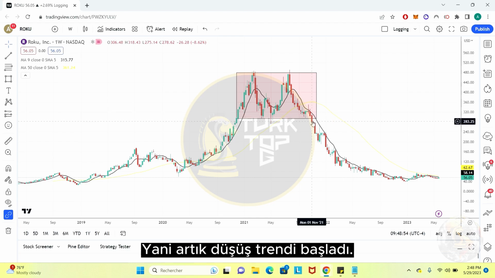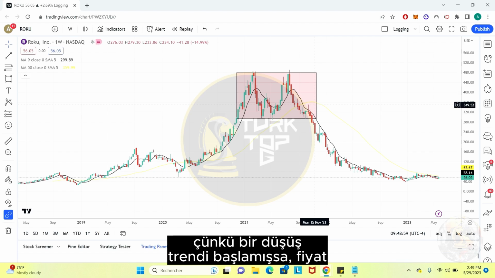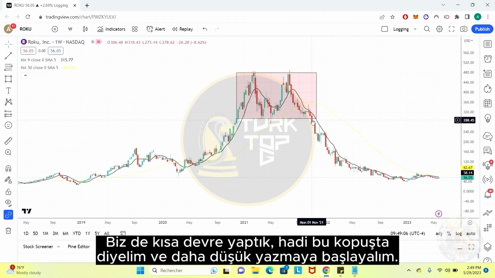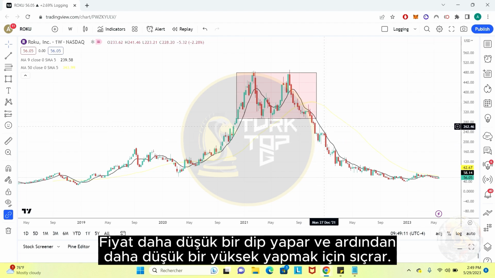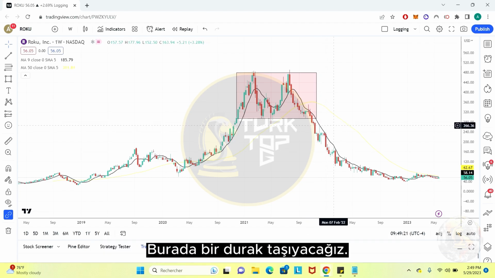All right, so now the downtrend has started. Our initial stop is above the swing high because if a downtrend has started, price should not really go above this high anymore. So we shorted, let's say, on this breakout and start riding it lower. Price makes a lower low and then bounces to make a lower high. After that, once price breaks below, we have confirmation that this is a lower high. We will move a stop here.